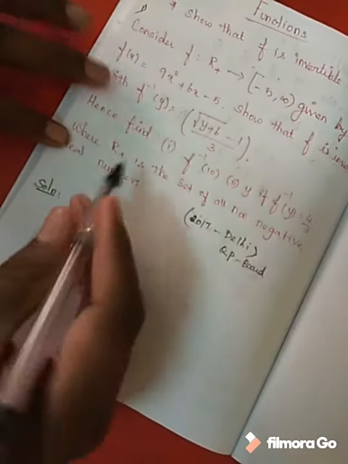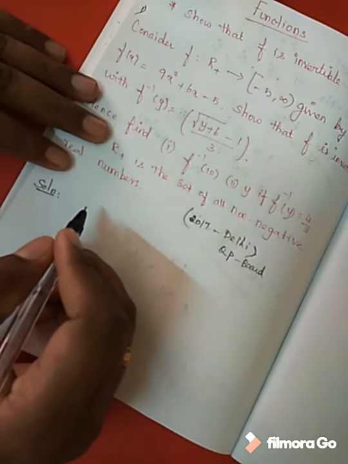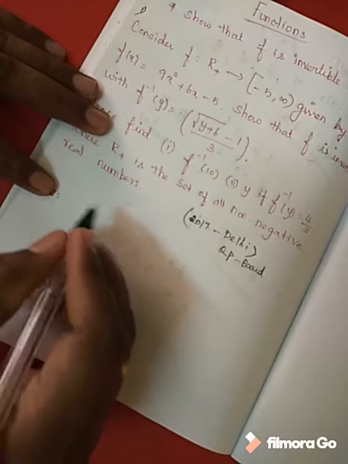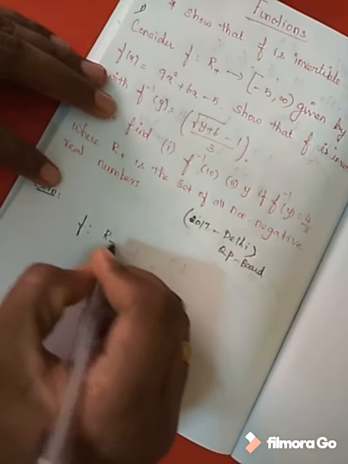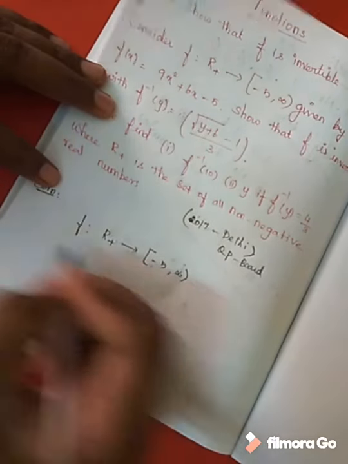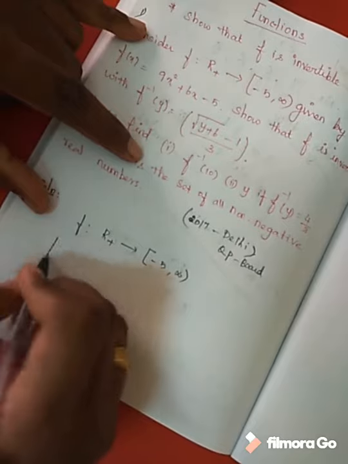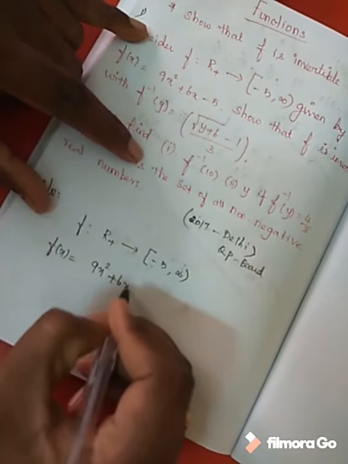Okay. First, to show that it is invertible, we should show it is bijective. So first, it is given that f: R+ → [-5, ∞). Right. So f(x) is given as 9x² + 6x - 5.